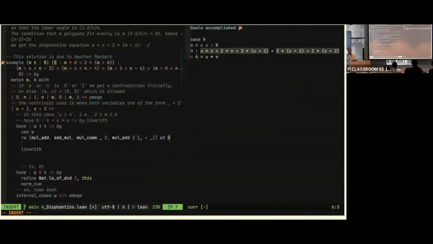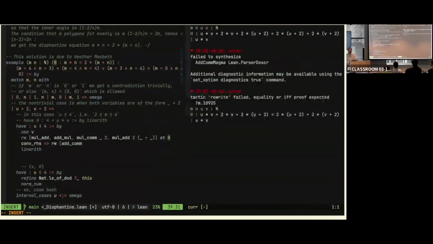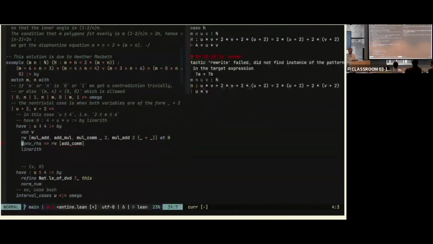So okay, now I won't try to write 2 times u plus 2 in full. So I say, okay, work on the right-hand side. And now use commutativity on addition of the right-hand side. Doesn't work? Is exactly what I'm trying to do, but what?